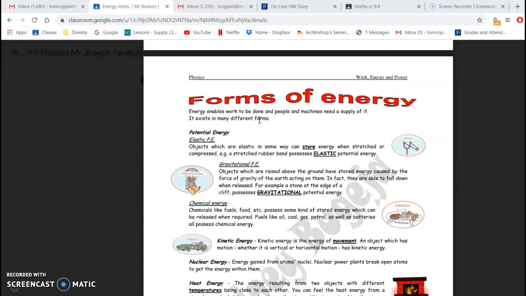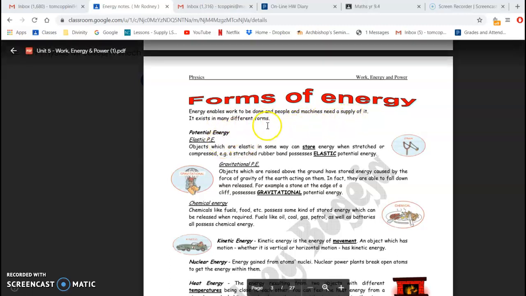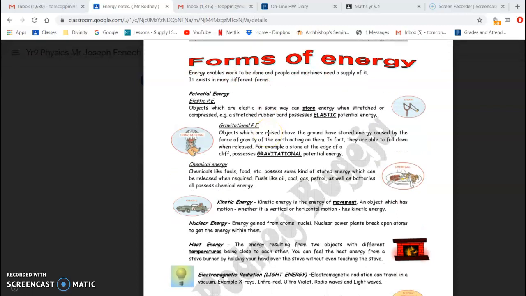So, when we're talking about energy, there are different forms of energy. Over here it says energy enables work to be done, and people and machines need a supply of it. It exists in many forms. Now, these are all the different forms of energy.